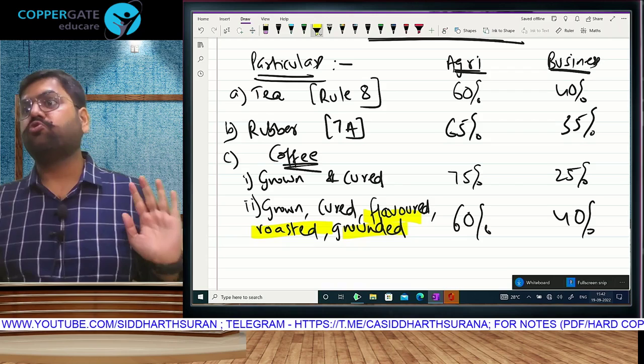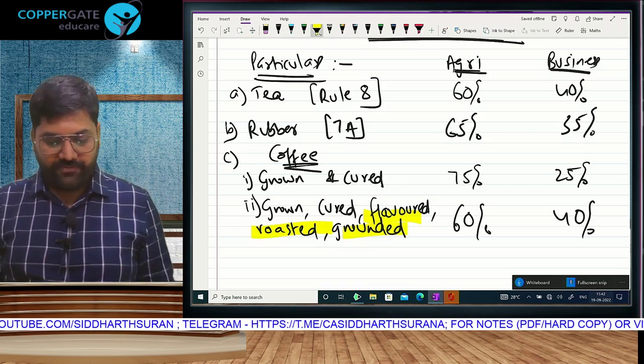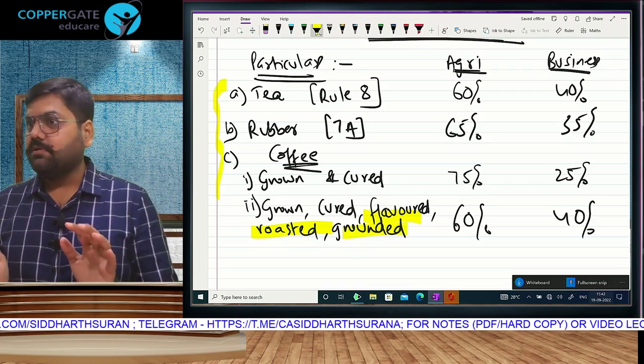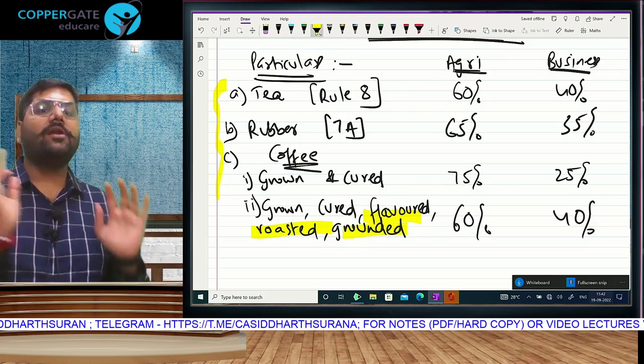See, what is the general rule? So any of these special businesses, if you leave, these are special cases. General rule is what?